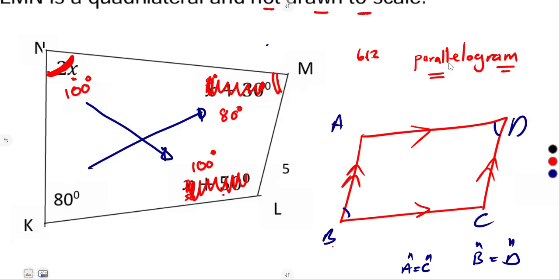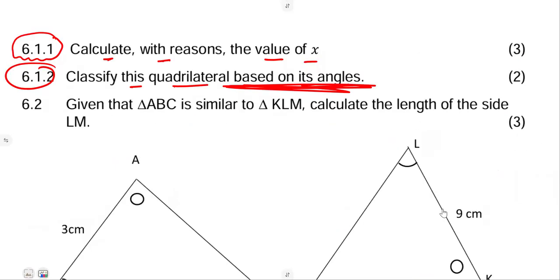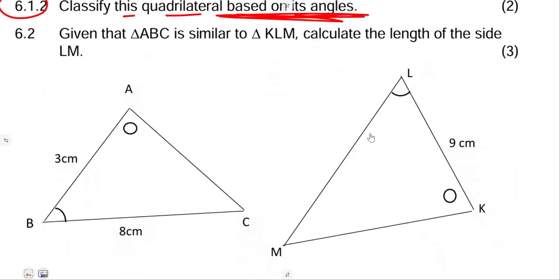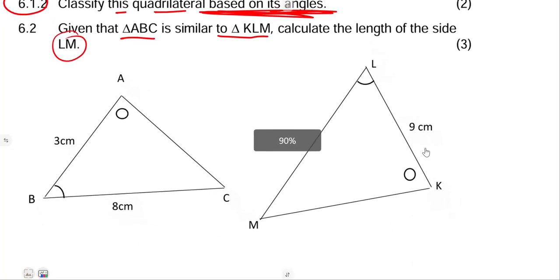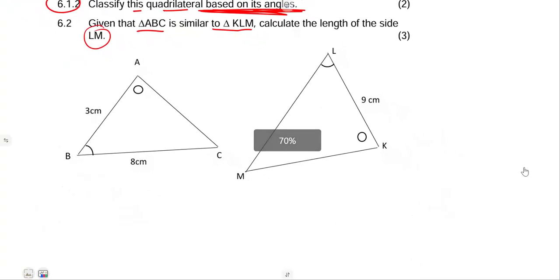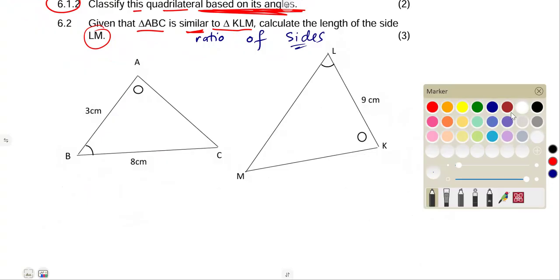All right. Let's consider another part, 6.2. Given that triangle ABC and this triangle KLM are similar to each other. All right. ABC is similar to this. Calculate the length of the side LM. Guys, as long as you see this type of question, as long as they say the triangles are similar, form the ratio of sides. Remember this one. Ratio of corresponding sides is equal. So you form that ratio.